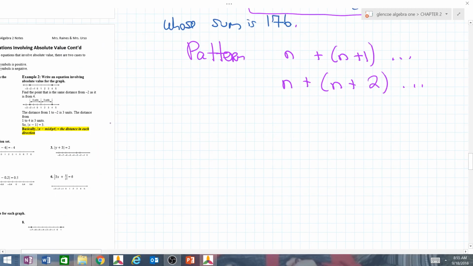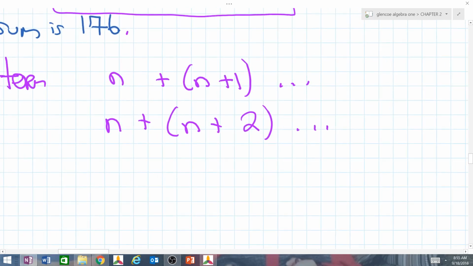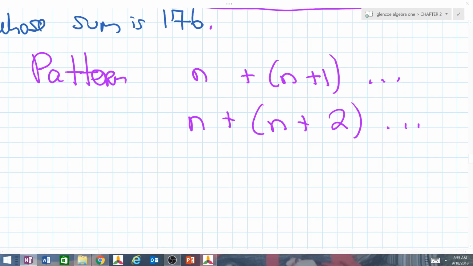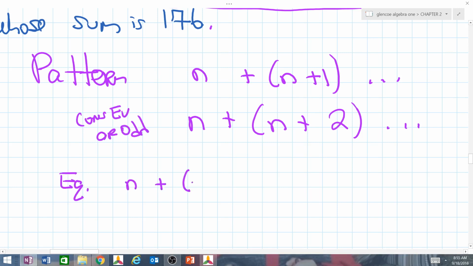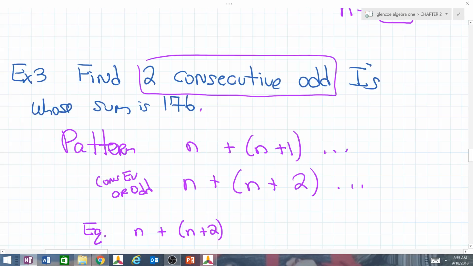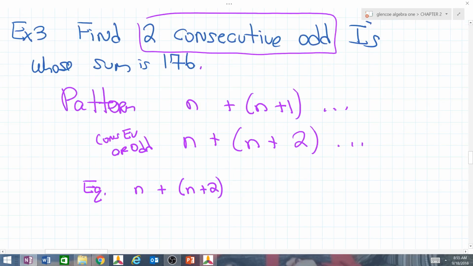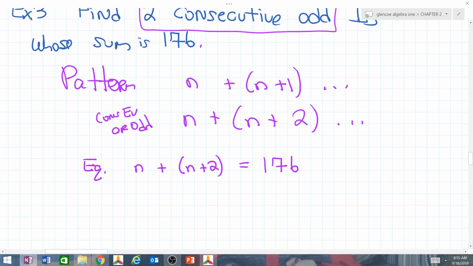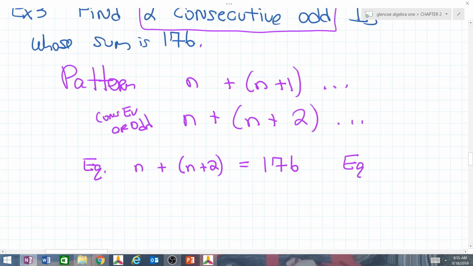So this pattern here is for consecutive even or odd. So my equation would be n plus n plus 2. They only want 2 terms, so I only need 2, equals what? What was the sum? 176. So that's my equation. Add like terms.